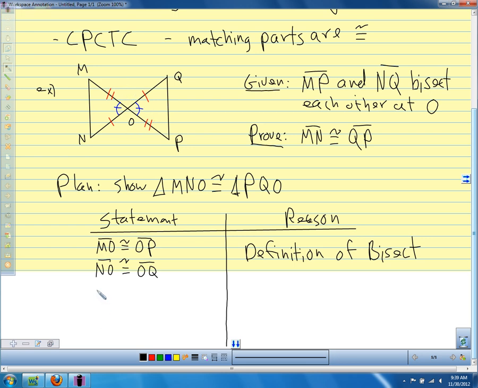So I'm going to say that angle MON is congruent to angle, oops, I forgot my angle sign, angle POQ. And Preston said that is because they are vertical angles. All right.